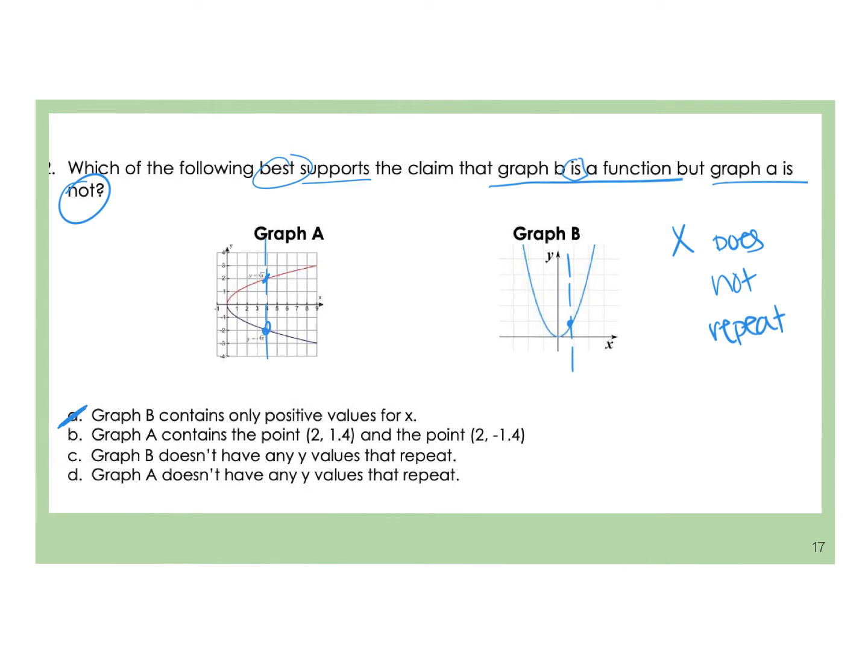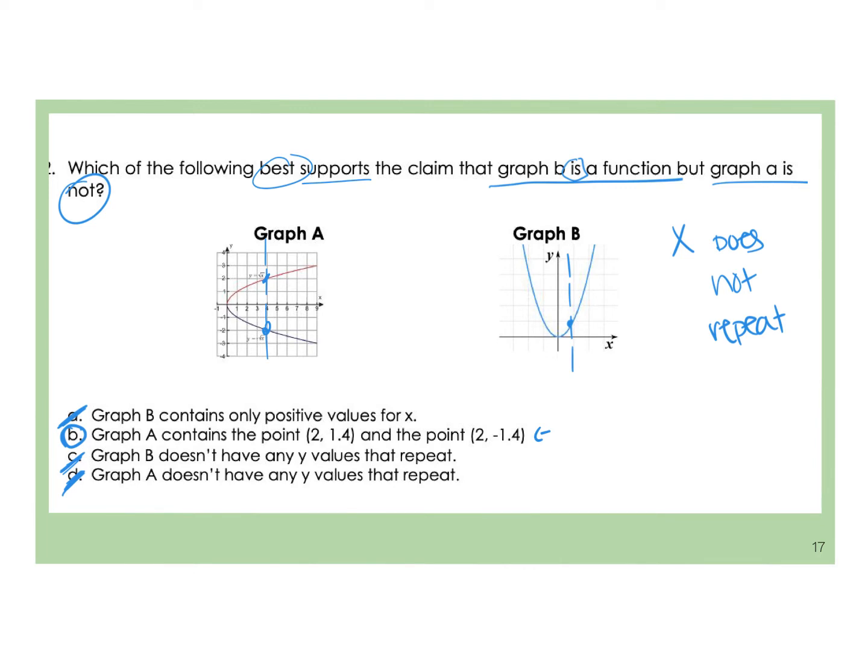Graph A contains the point 2, 1.4, and 2, negative 1.4. So this is saying A has an X value that repeats. So yeah, that's why A is not a function. B doesn't have any. Y values don't matter when you're determining a function. D is also talking about Y values. We don't care about Y values when we are determining if something is a function. So choice B is the only one that makes sense.